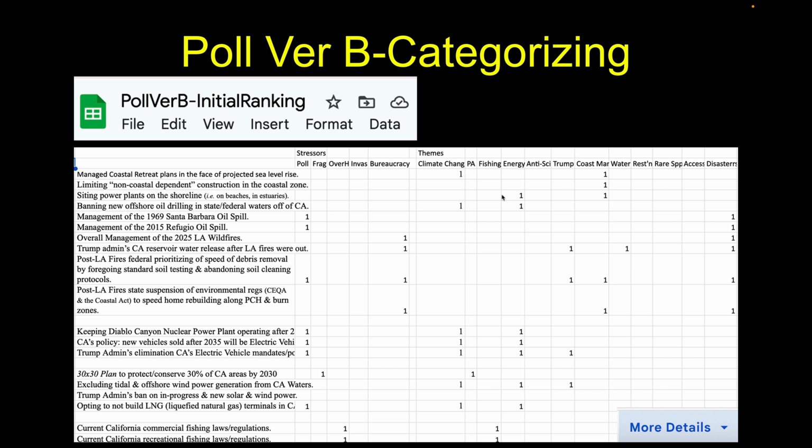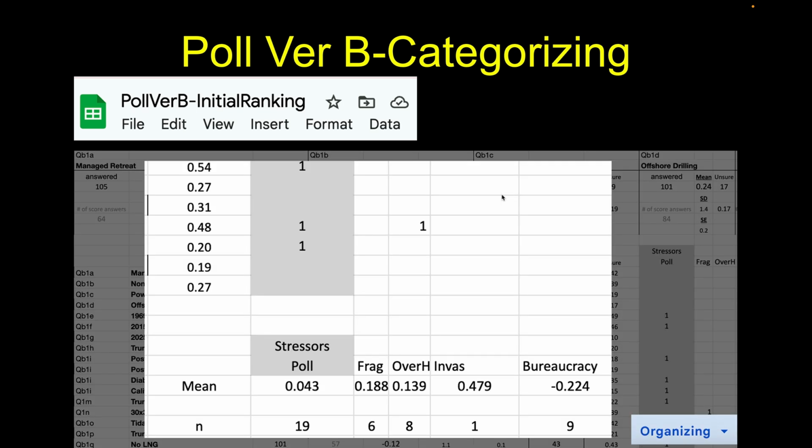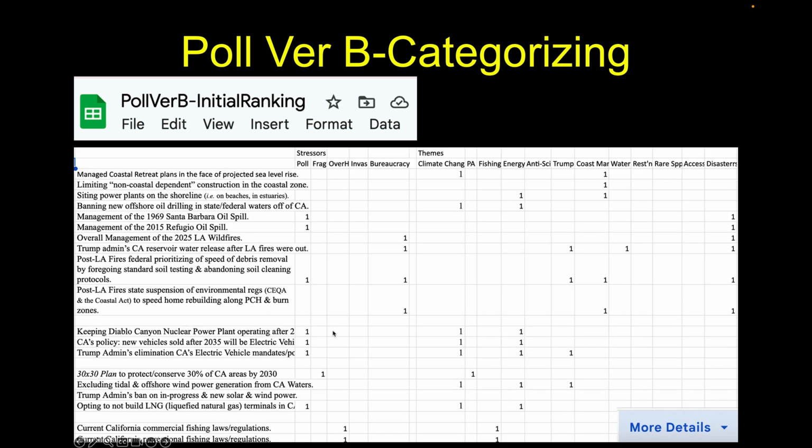And so you can see that on the more detailed tab. If we look at the organizing tab, what I've done is I've sucked that data back into the data sheet, and I've actually run the calculations. So for this one, I have the stressors: pollution, fragmentation, overharvesting, invasive species, and institutional bureaucracy. And then I have a bunch of themes, which would be the things that are coming up a lot in our surveys, things like climate change, protected areas, fishing, etc.